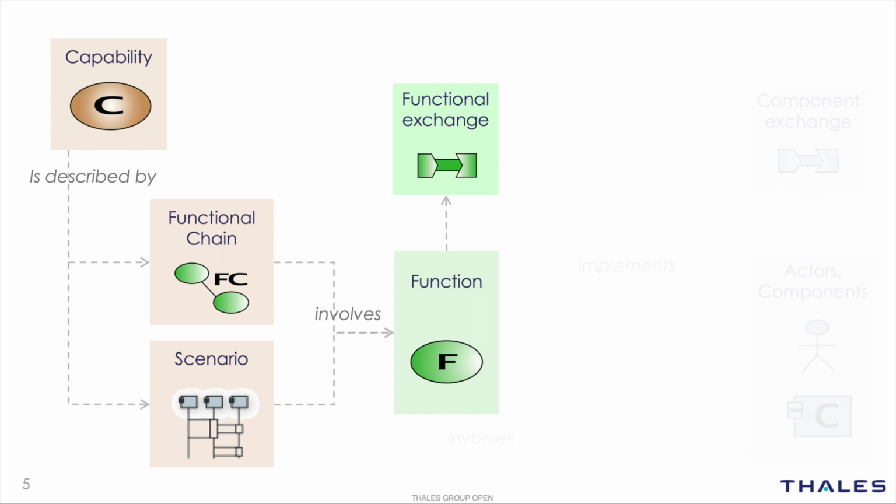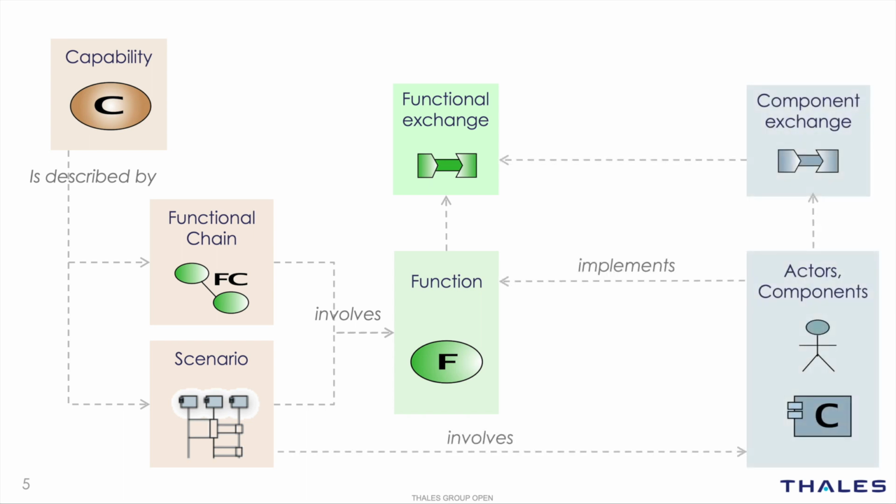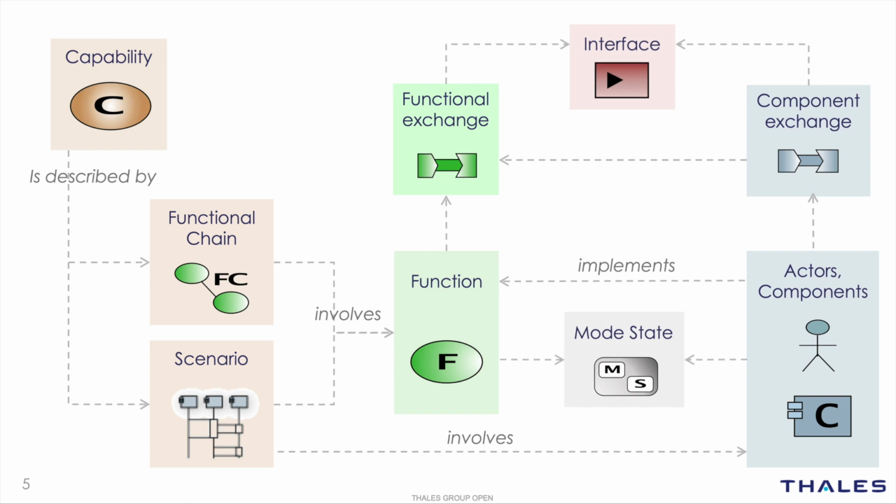Functions and functional exchanges are allocated to structural elements such as the system itself, its constituents, or the actors. Functional exchanges are allocated to component exchanges. Functional exchanges and component exchanges can be further described with interfaces and data structures. Last but not least, modes and state machines attached to structural elements allow a behavioral description of the system and a specification of which function or interface is available in which mode or which state.